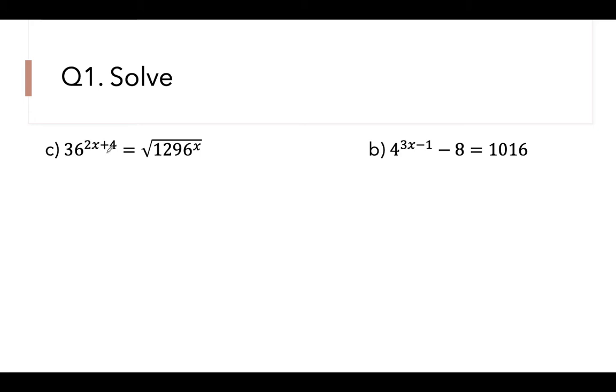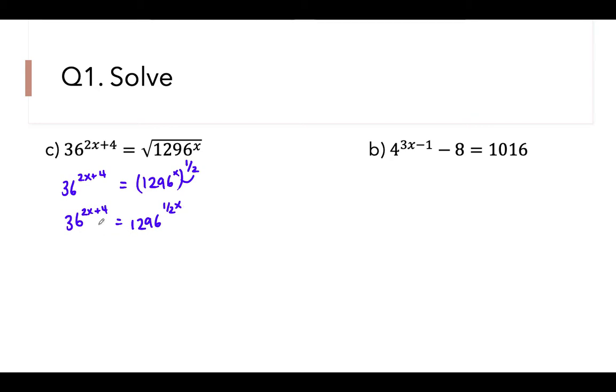Next. Now notice how we don't have the same base at all. We have 36 to the 2x plus 4, and we have 1296 to the 1 over 2x. We don't like radicals, so the first thing is to change the radical into an exponent. And I could do the distributive property here, power of power, so you multiply 1296, 1 over 2x.